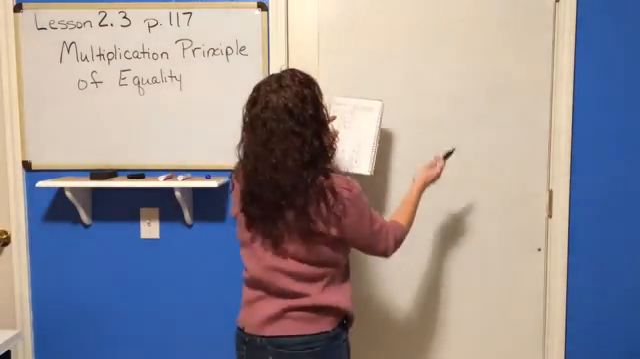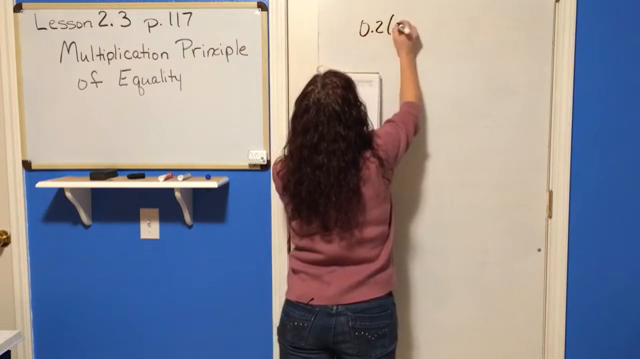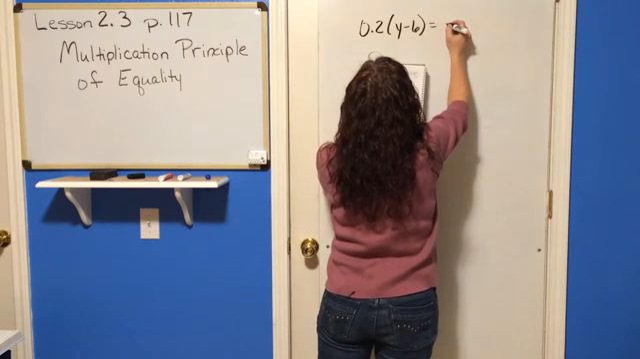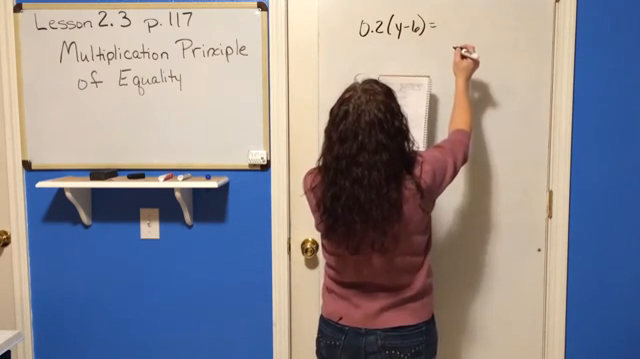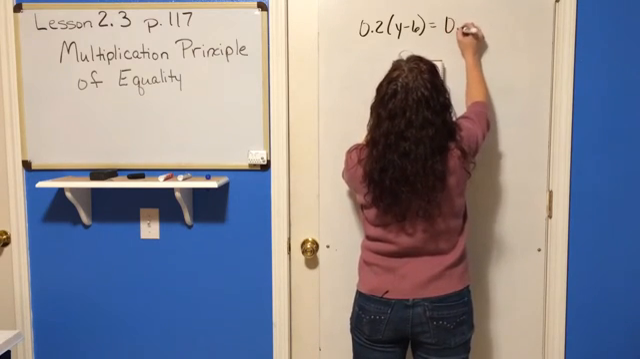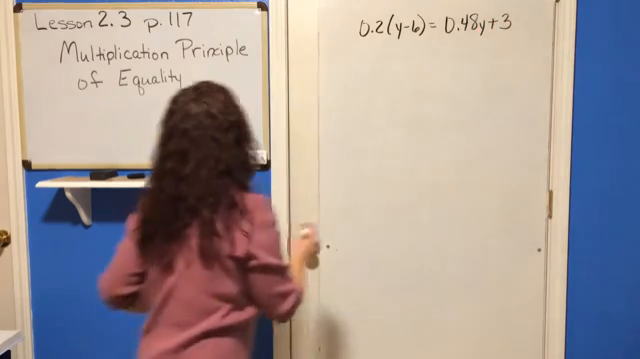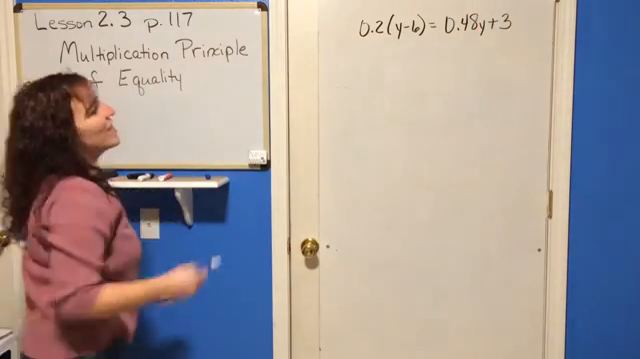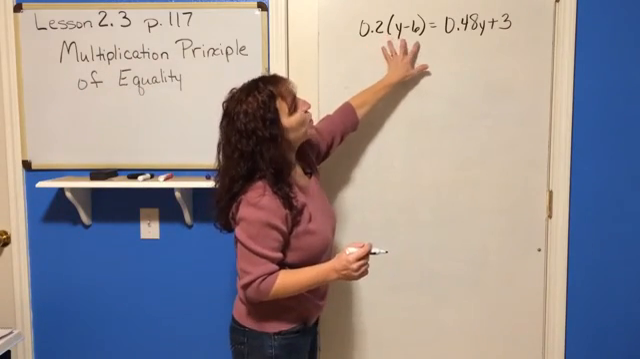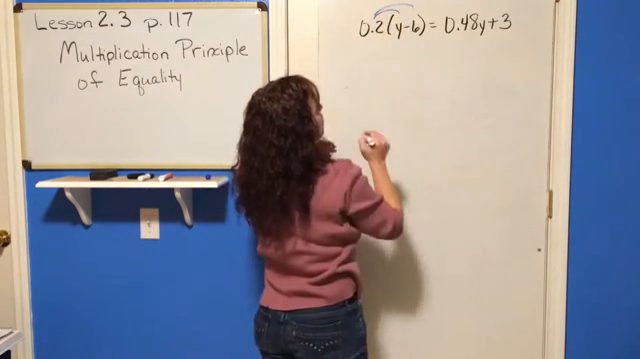Here we go. If you've got 0.2 times the quantity y minus 6 equals, oh, guess what? I don't know what my original problem is. Oh, there we go. There it is. 0.48y plus 3. Okay. So what you need to do first is get rid of the parentheses. All right? So just like we did before, get rid of the parentheses.